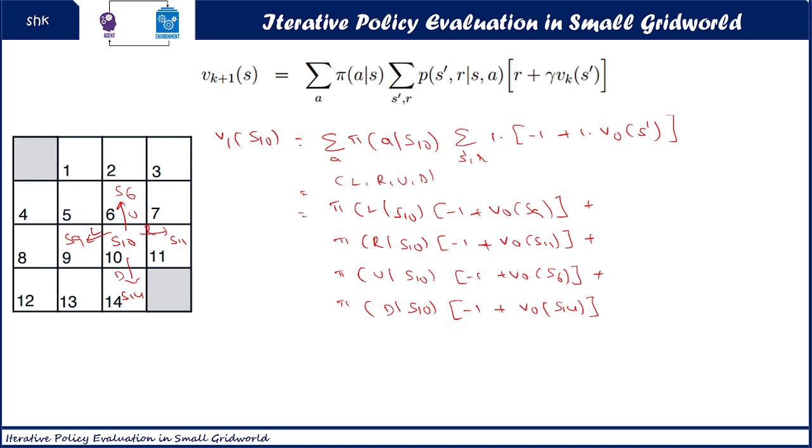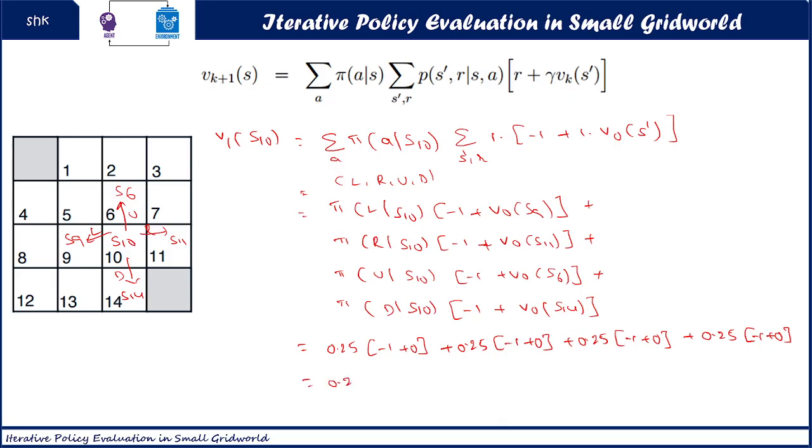As we know, the probability of all the actions is 0.25 and the initial value V naught for all the states is 0. By substituting this, we can rewrite the expression as 0.25 into minus 1 plus 0, plus 0.25 into minus 1 plus 0, plus 0.25 into minus 1 plus 0, plus 0.25 into minus 1 plus 0.